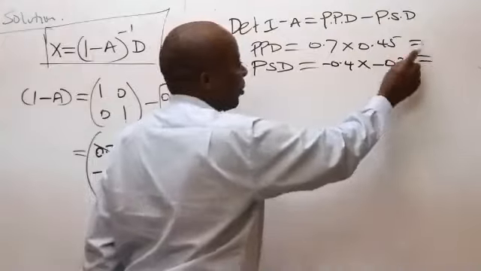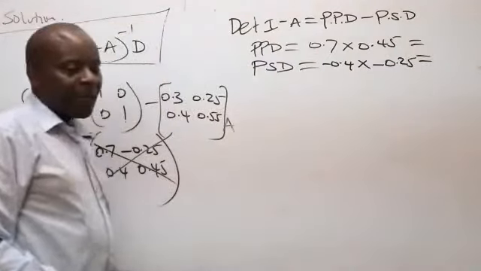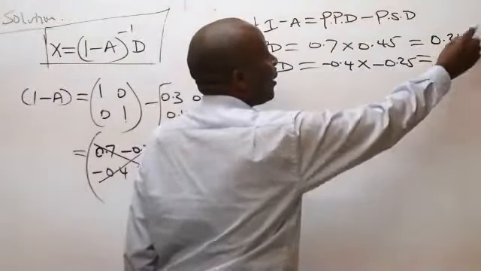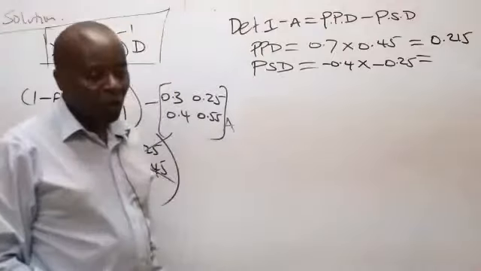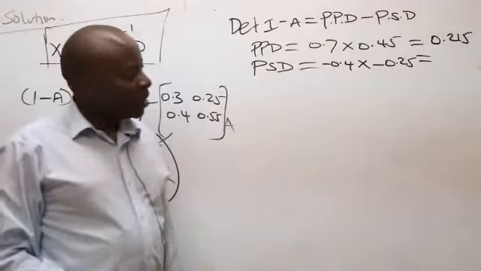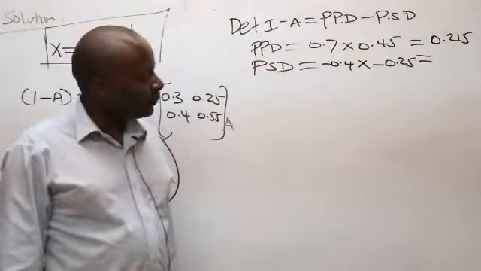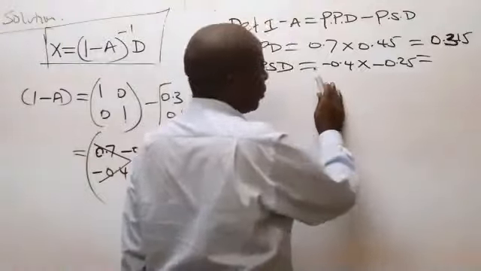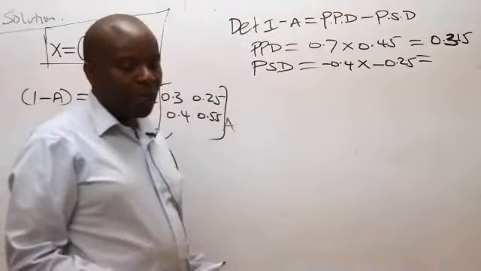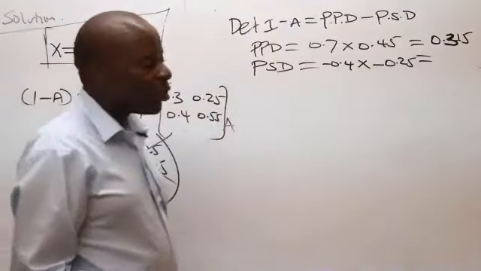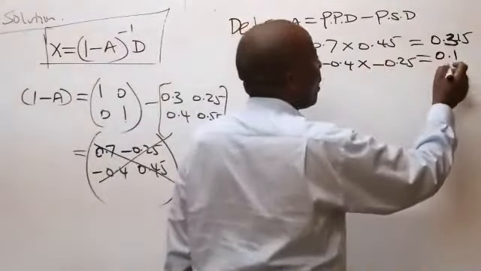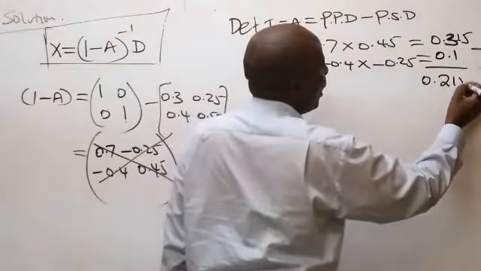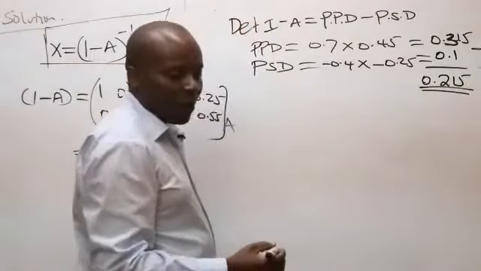Could you kindly give me the product of the primary diagonal up there? Somebody is telling me 0.315. Thank you very much. How about the product of the secondary diagonal? According to Fatma, it is 0.1. So you're supposed to subtract the two. When you subtract the two, you are getting 0.215 like that.